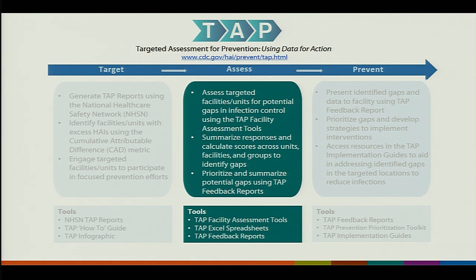So right now I will discuss the assessment component. This is where, after we've identified the facilities and the units that we want to focus on, we're going to be administering our TAP facility assessment tools. What this does is allow us to identify, not based on surveillance data, potential gaps we may be seeing relating to infection prevention policies and practices. The tools I'll be reviewing are available for CAUTI, CLABSI, and CDI. So you can run a TAP report for CAUTI, CLABSI, and CDI, and then you can administer the assessments and move into the prevention components as well.